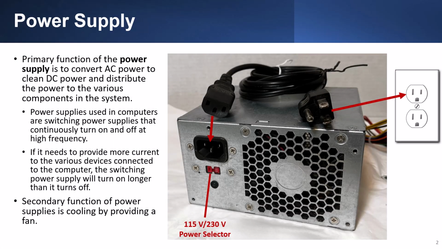The primary function of the power supply is to convert AC power to clean DC power and distribute the power to the various components in the system. Power supplies used in computers are switching power supplies that continuously turn on and off at high frequency. If it needs to provide more current to the various devices connected to the computer, the switching power supply will turn on longer than it turns off. A secondary function of the power supply is cooling by providing a fan.